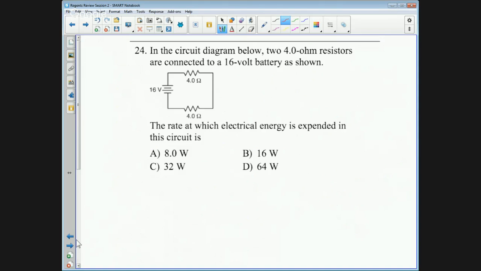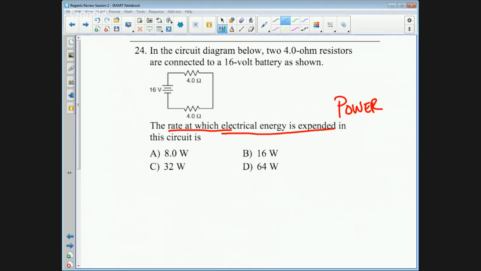All right. For number 24, it says in the circuit diagram below, 2 4-ohm resistors are connected to a 16-volt battery as shown. The rate at which electrical energy is expended in this circuit is what? So electrical energy expended, the rate at which electrical energy is expended. This is power. This is what we're solving for. And we know it's power because of our units for our answers, which is watts.